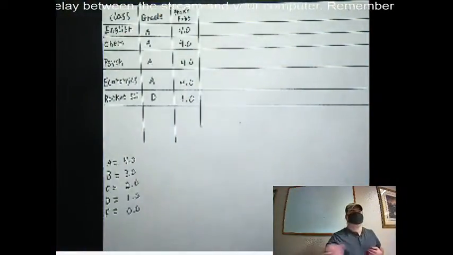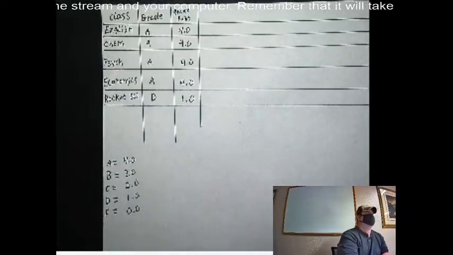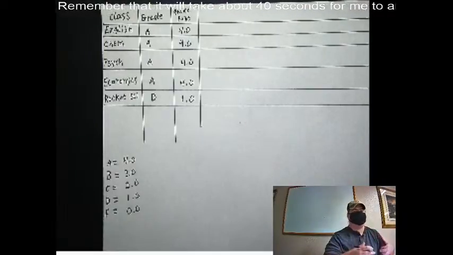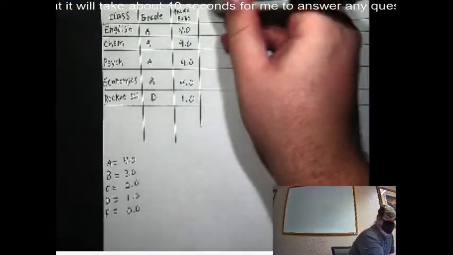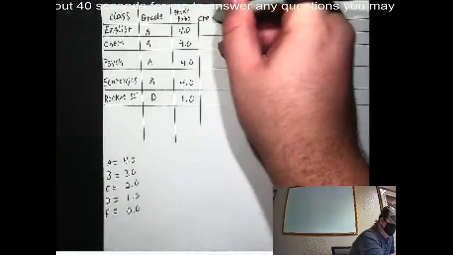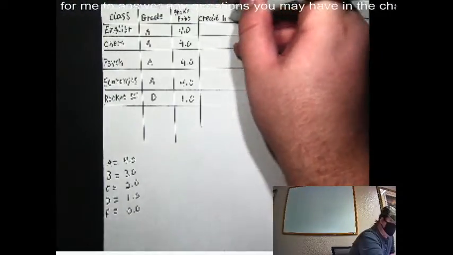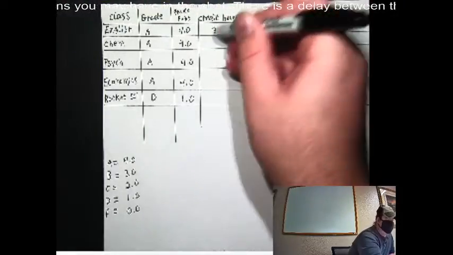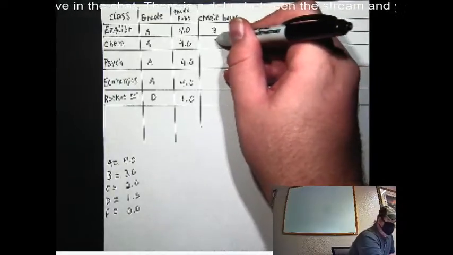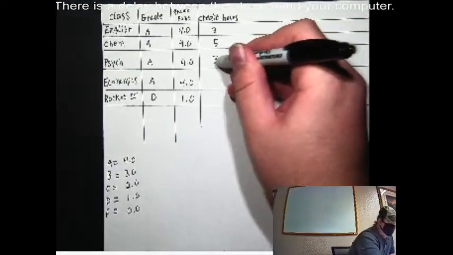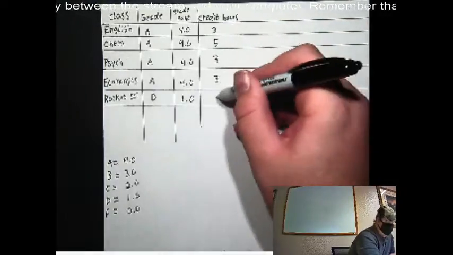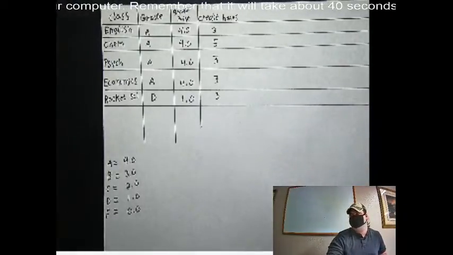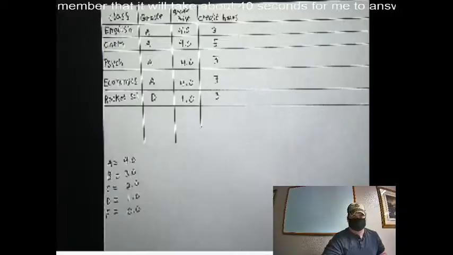Okay, the next thing you'll see is credit hours. So the credit hours is how much that class is actually worth. It's the weight of that class. So English was 3 credit hours, chemistry was 5, because it probably had a lab or something, psych was 3, economics was 3, and rocket science was also 3. 3 credit hours is actually the typical amount that you'll see.